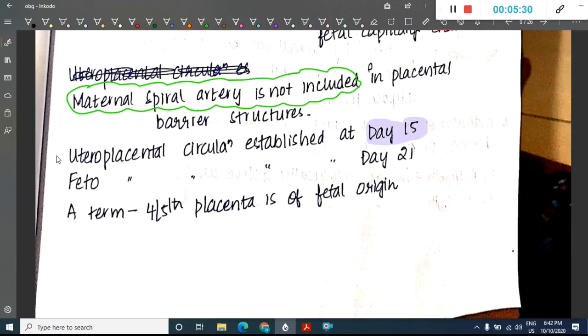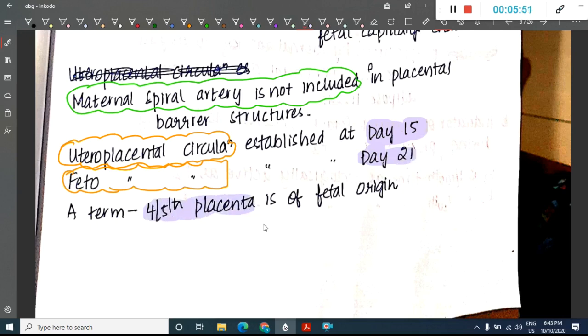Again, one-liners: on day 15, uteroplacental circulation is established. Fetoplacental circulation occurs at day 21. Uteroplacental circulation occurs at day 15. Fetoplacental circulation occurs at day 21. At term, almost 4/5 of the placenta is of fetal origin.